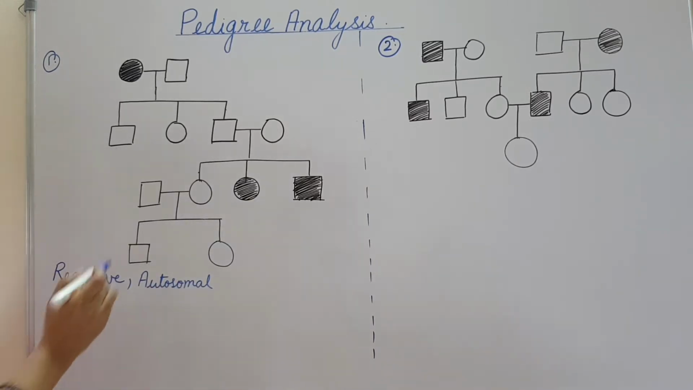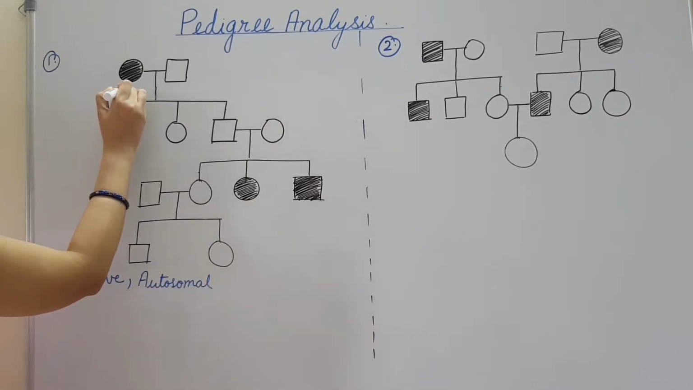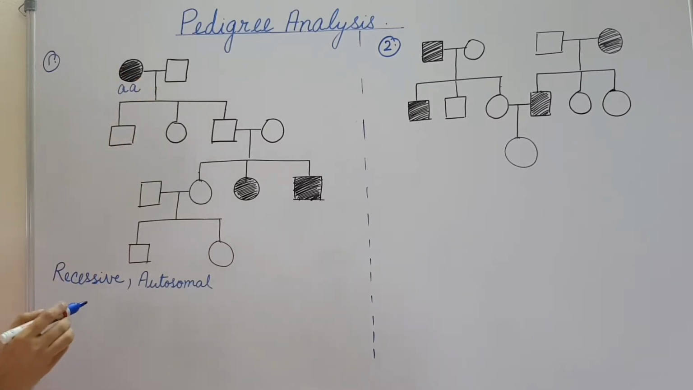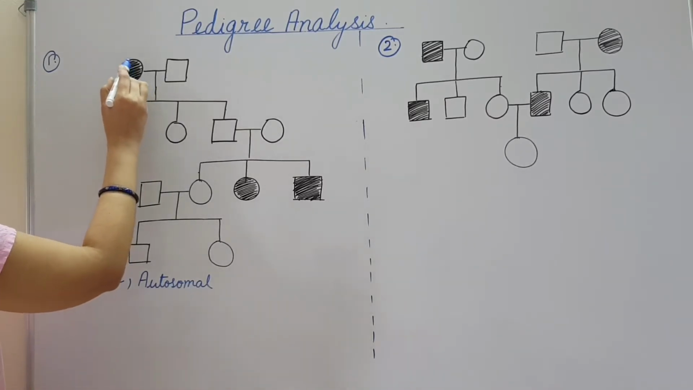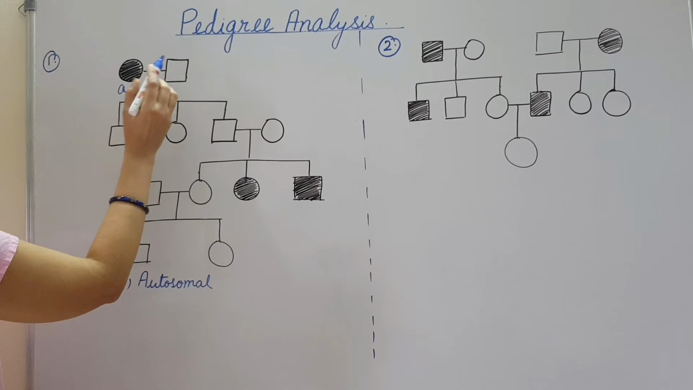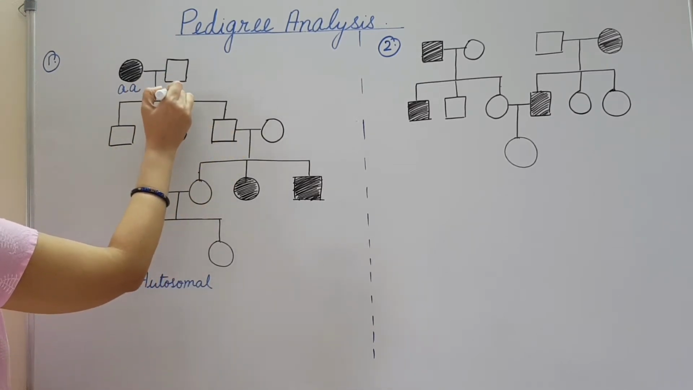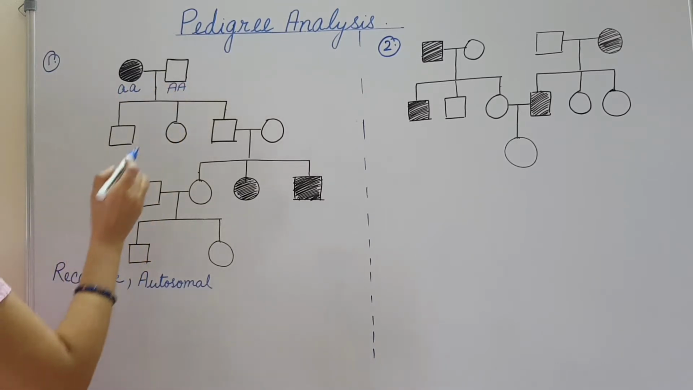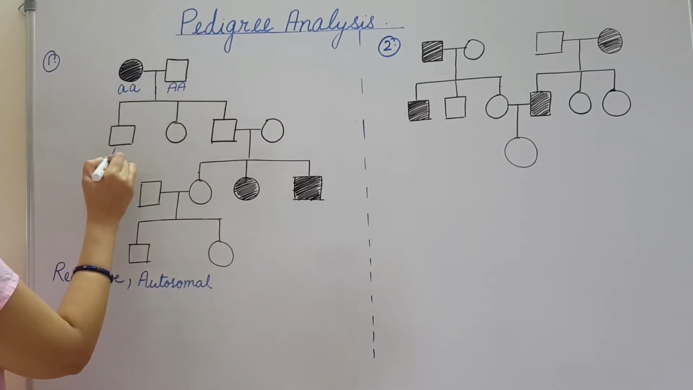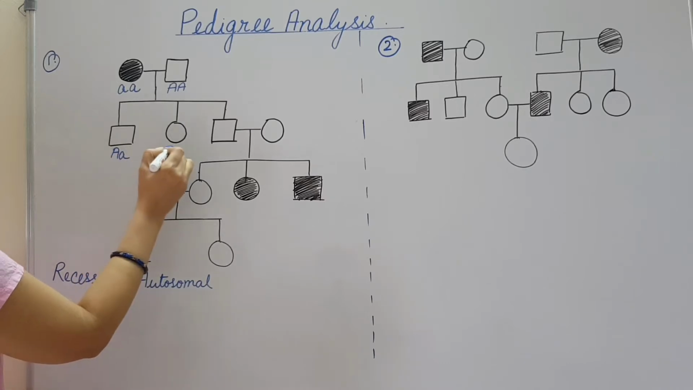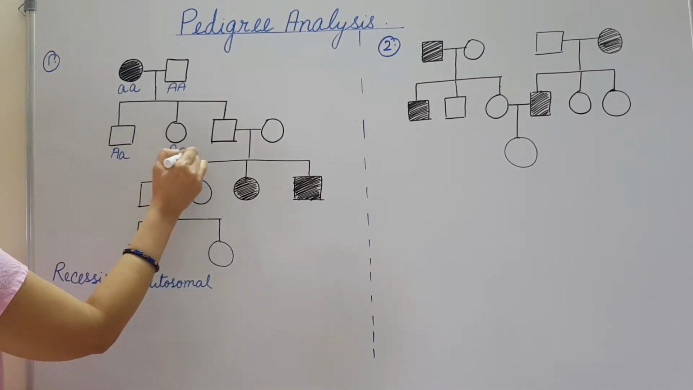Let us confirm this. Suppose the trait is caused by the recessive allele, so it is expressed in the homozygous state, hence female is homozygous for the recessive allele. All the individuals are unaffected, so male is homozygous for the dominant allele. All the individuals are heterozygous.